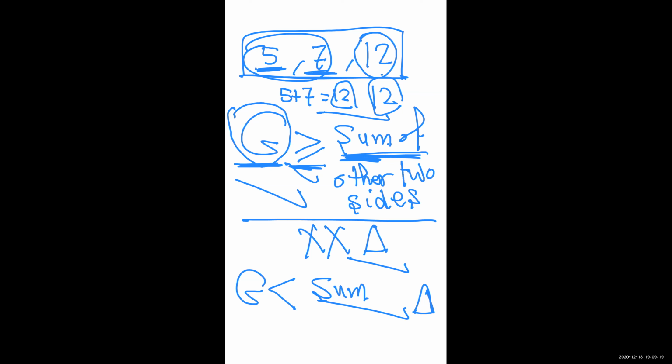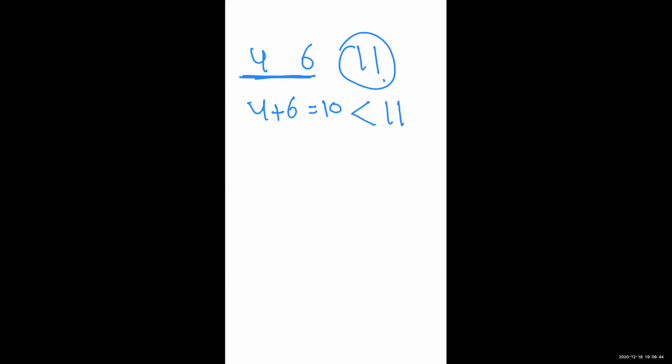Okay, great. Then the next point, if there are sides like 4 and 6 and 11, where is the greatest? It's 11. Where are the other two? 4 and 6. 4 and 6 equal 10. This one is less than 11, so also not a triangle.